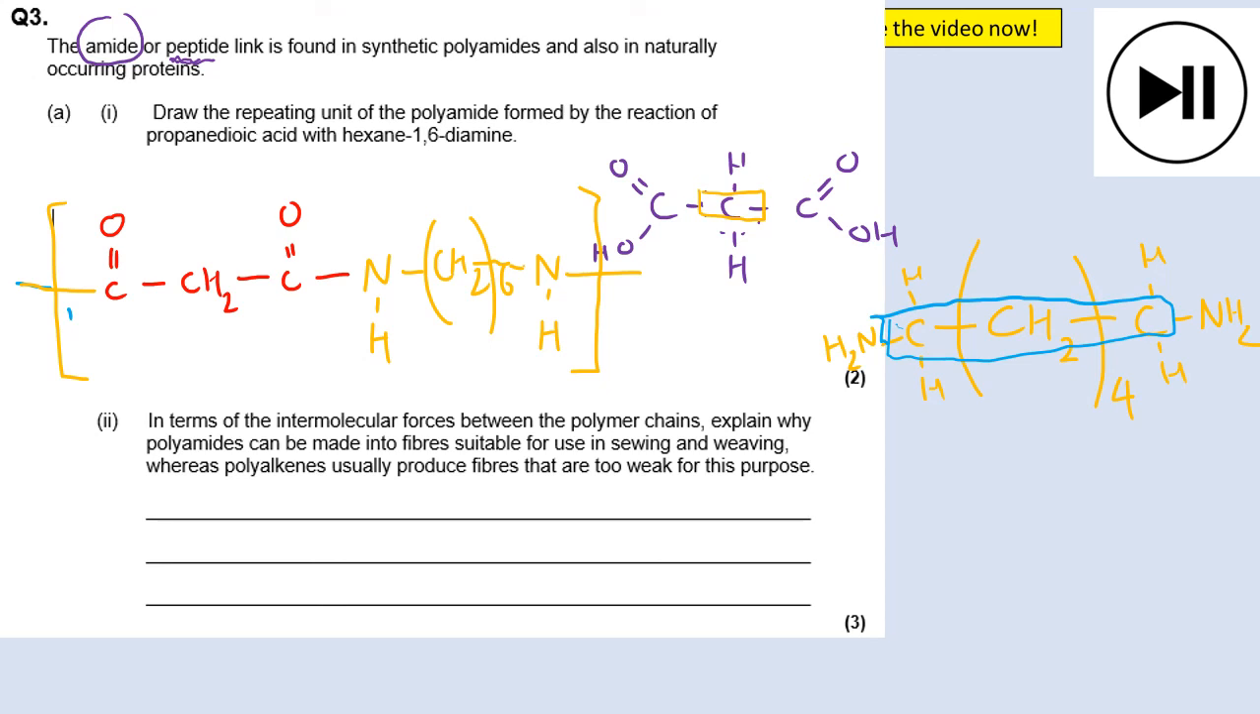In terms of intermolecular forces between the polymer chains, explain why polyamides can be made into fibers, whereas polyalkenes usually produce fibers that are too weak. Right, well that's the intermolecular forces question, isn't it? So here we can say that polyamides will have hydrogen bonds between polymer chains, whereas polyalkenes will only have van der Waals forces between polymer chains. And van der Waals forces are much weaker than hydrogen bonds, therefore they are much weaker fabrics or fibers.